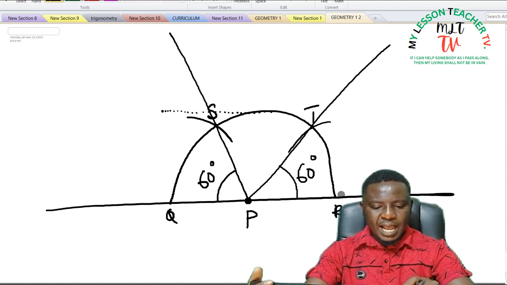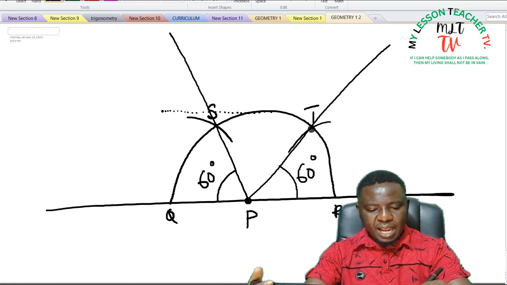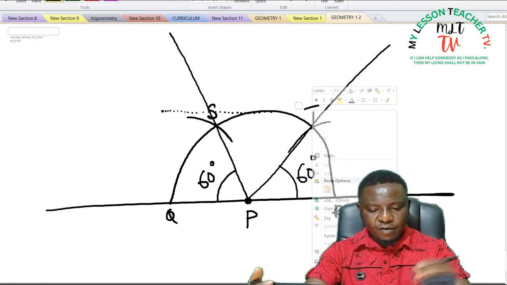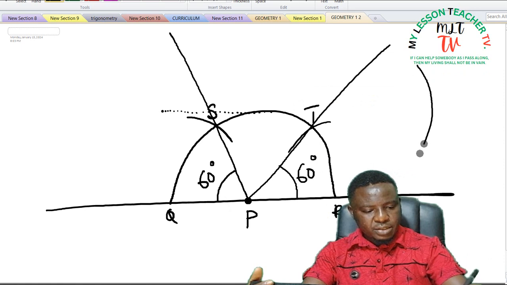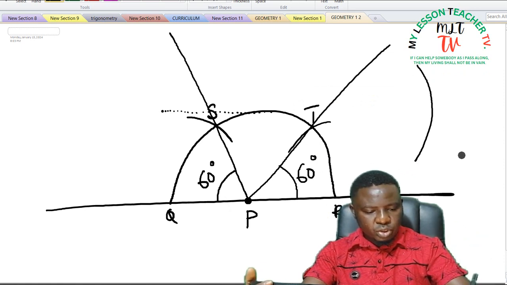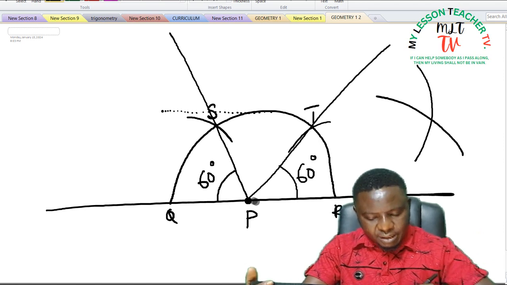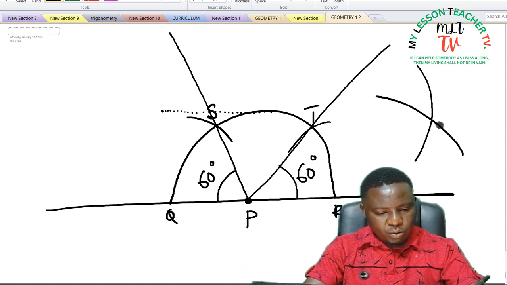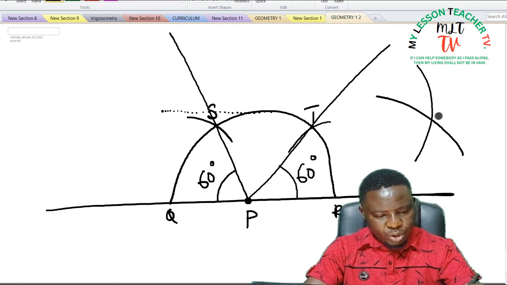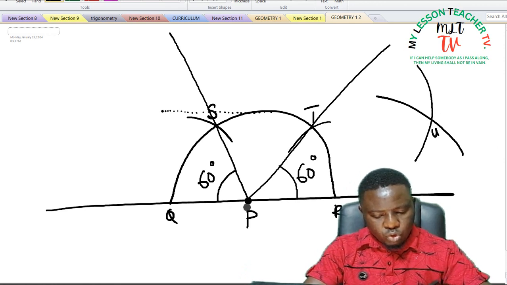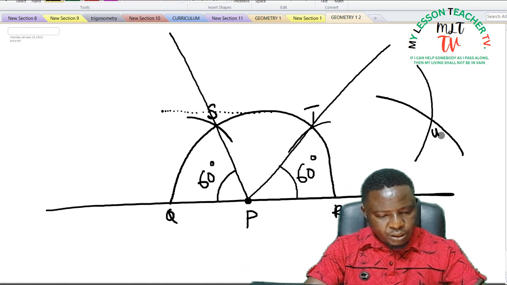Okay, so with T as center and radius greater than half of PT, you then construct an arc this way. Do same with R as center. You don't alter the radius. You also construct another arc. Then you call that point, where the arcs meet, point U. With point U, you now join point PU.